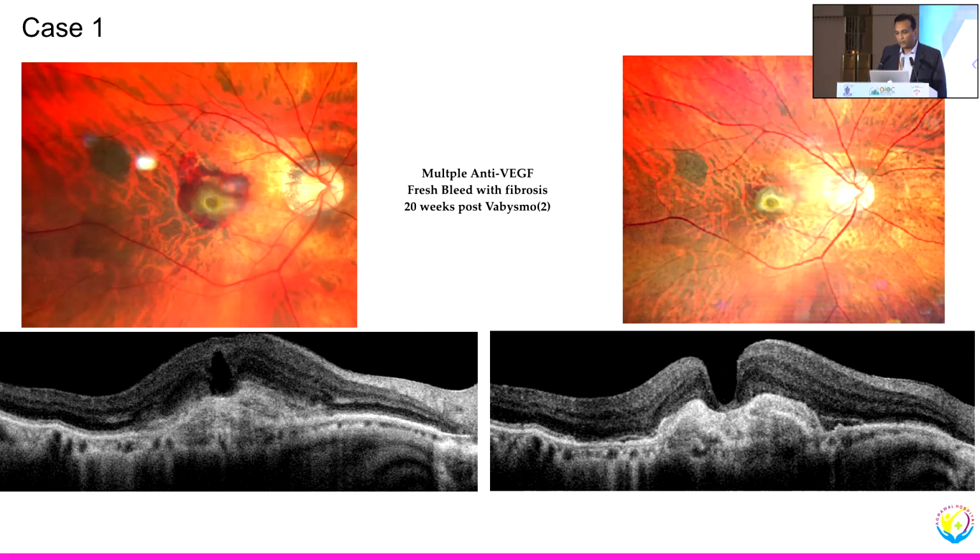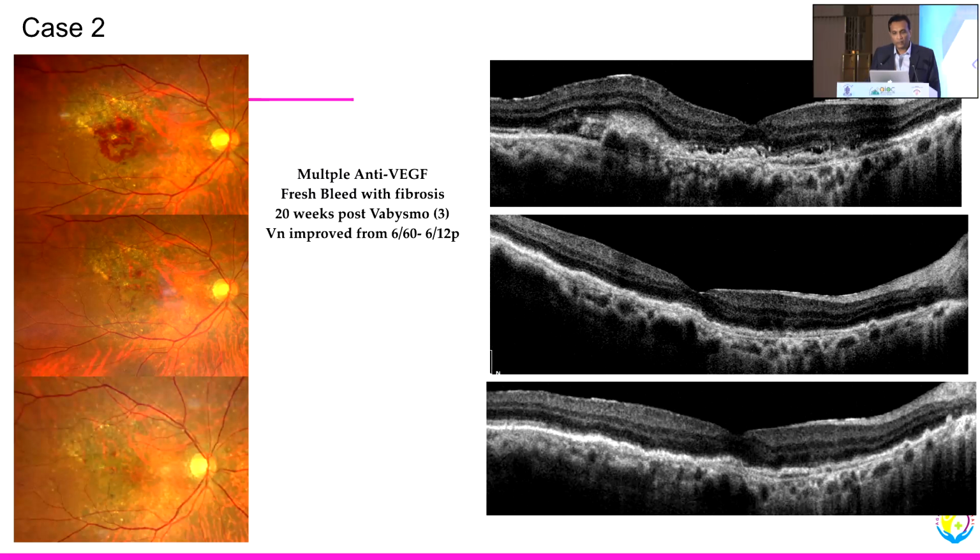This particular gentleman came with a lot of hemorrhage and subfoveal fibrosis and a recent decrease in vision. And this is after multiple anti-VEGF injections. And you can see this OCT 20 weeks post 2 Vabysmo injections. Of course, the visual acuity improvement was modest because of the central scar, but the patient is maintaining the same vision without any recurrence after 20 weeks after 2 Vabysmos.